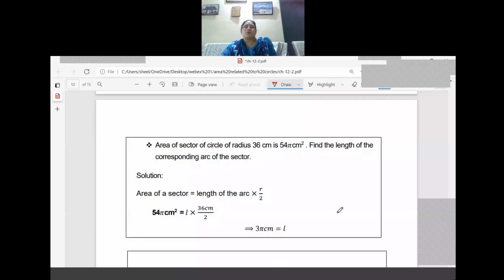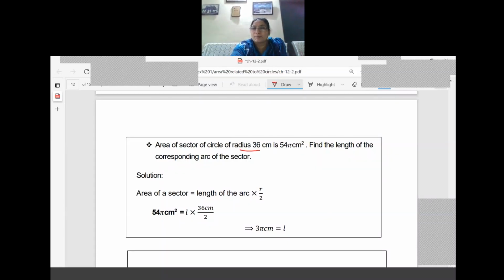Okay. The next question. Area of a sector of a circle of radius 36 centimeter is 54 pi centimeter square. Find the length of the corresponding arc of the sector. The radius is given. And 54 pi is our area, means A. Now what is asked here? Length of the corresponding arc of the sector. That means L is asked.